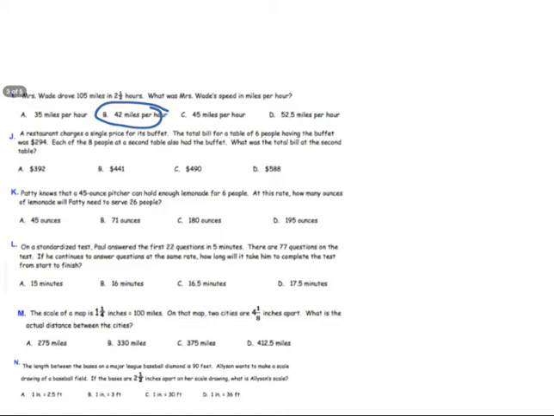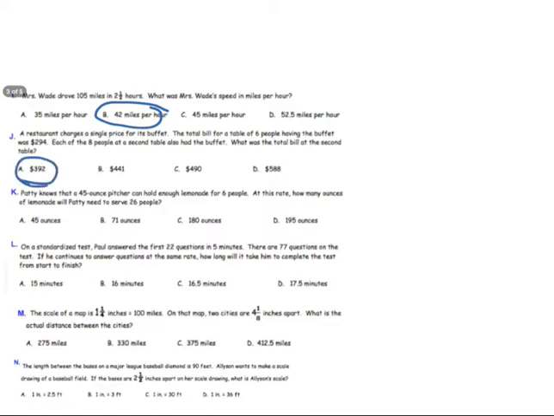Letter J says a restaurant charges a single price for its buffet. The total bill for a table of 6 people having the buffet was $294. Each of the 8 people at a second table also had the buffet. What was the total bill at the second table? Well, the answer that I got was letter A, $392.